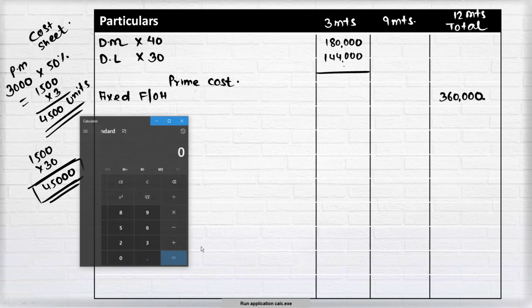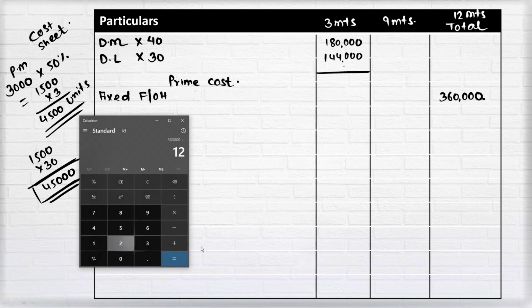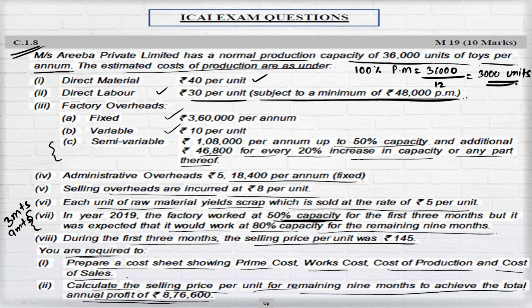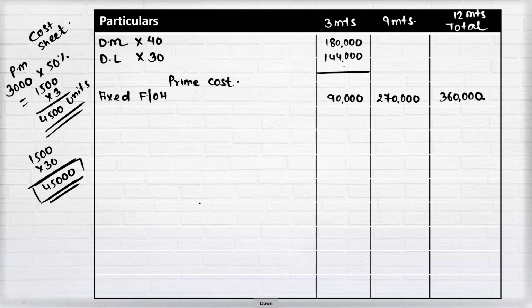What will be for 3 months? 3,60,000 divided by 12 multiplied by 3, which is 90,000. You can even write down 2,70,000 over here, because it is fixed. Variable factory overhead is 10 per unit, which will be 45,000 because we are manufacturing 4,500 units.